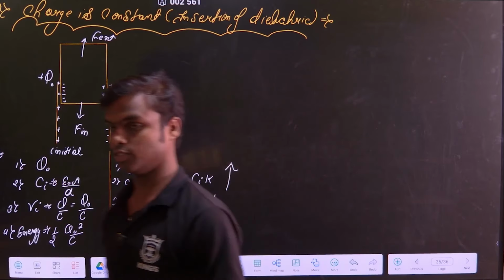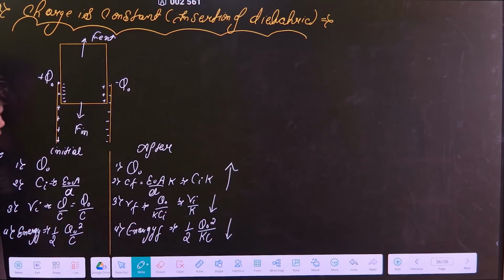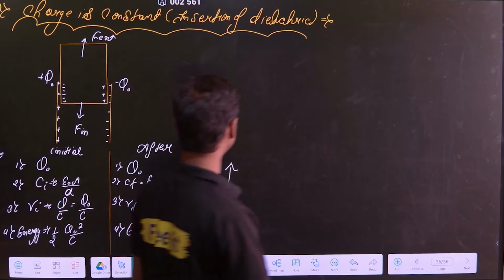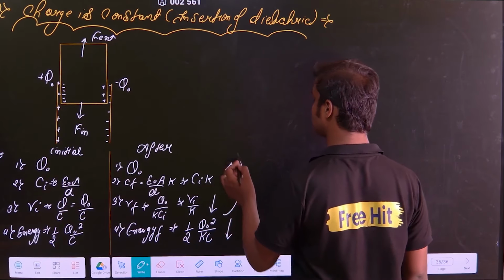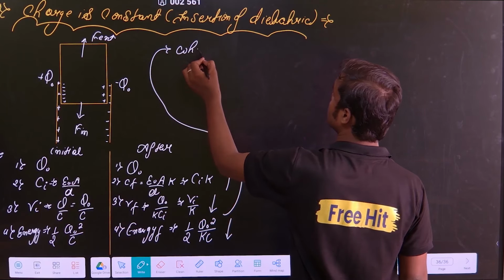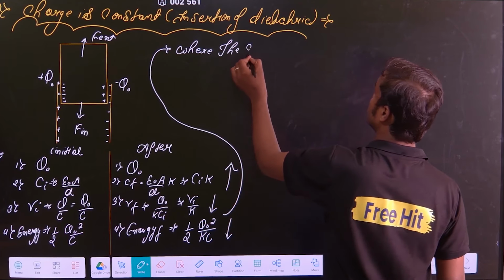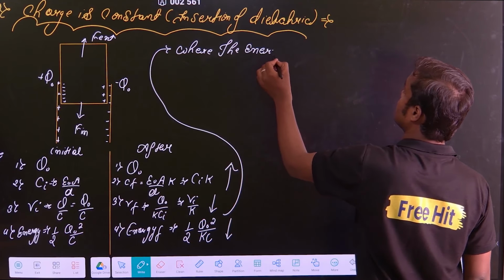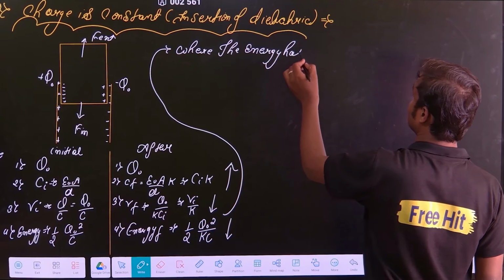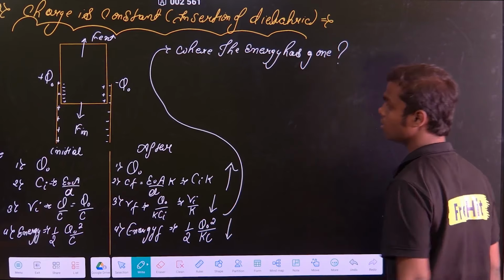So something suspicious is there. Initially we had this much energy, now the energy has been reduced. Where has that energy gone? Now my question is there. As I make this statement, the question arises: where has the energy gone?